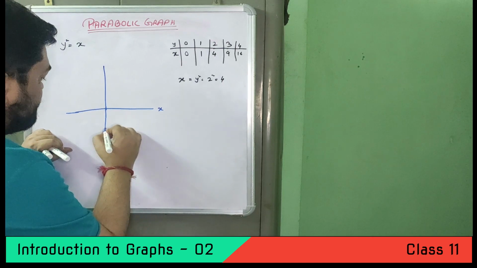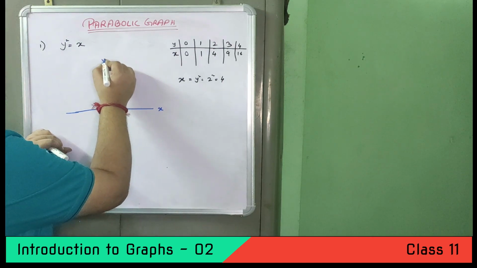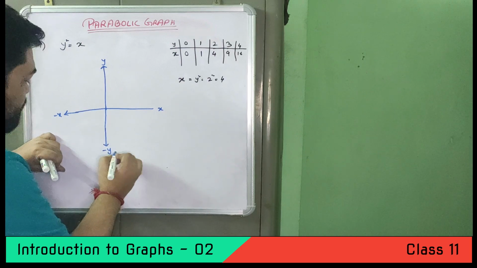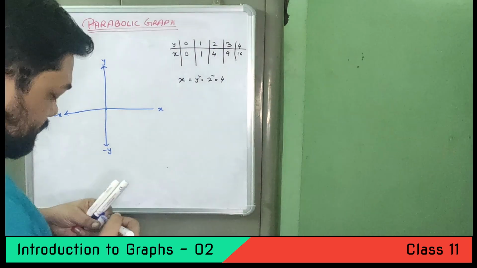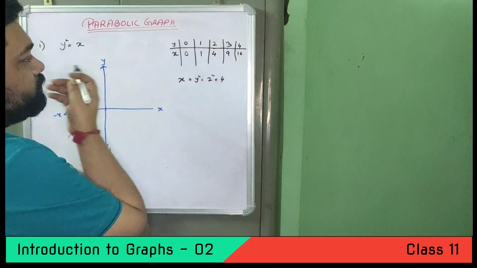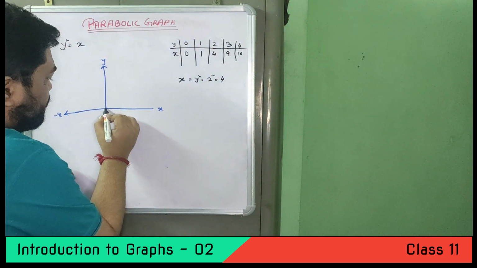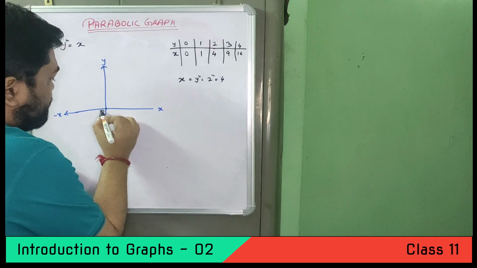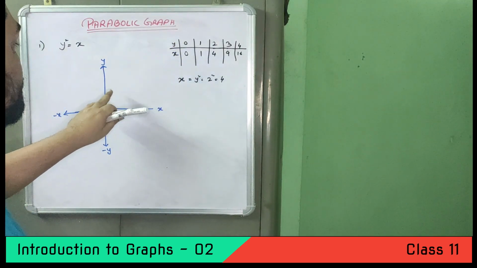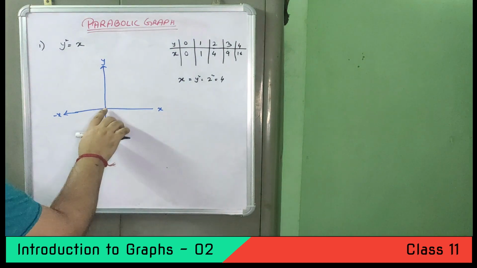See, this is the positive x axis, this is the y axis, this is minus x, and this is minus y axis, right? Now at x equals 0, y is also 0. So this point is the origin, that is O point. So the first coordinate of this graph is this one.